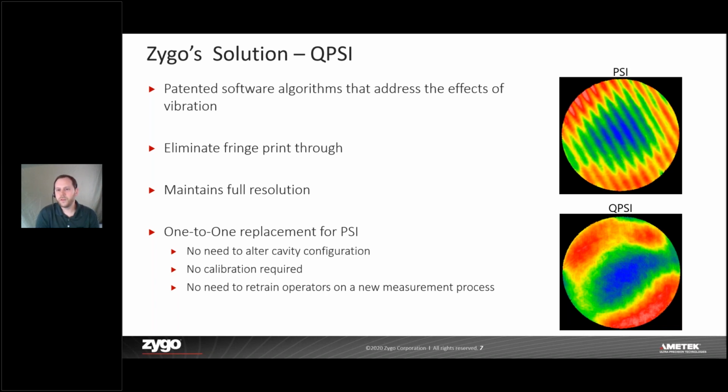Then another good benefit of Q PSI is that it's also going to maintain the full resolution of your interferometer. So this is different than many of the dynamic solutions where you end up with a reduction in that lateral resolution.